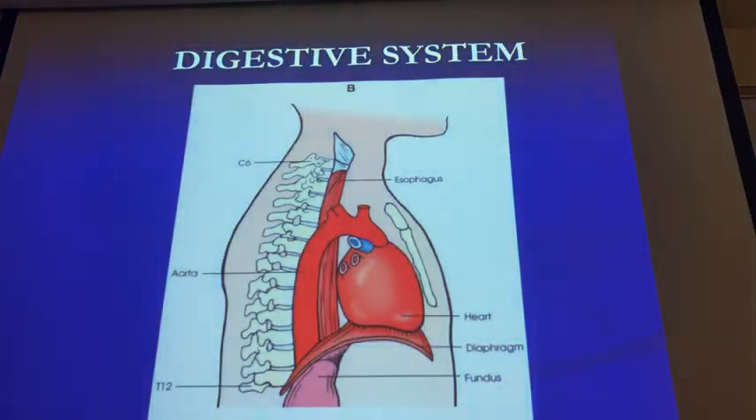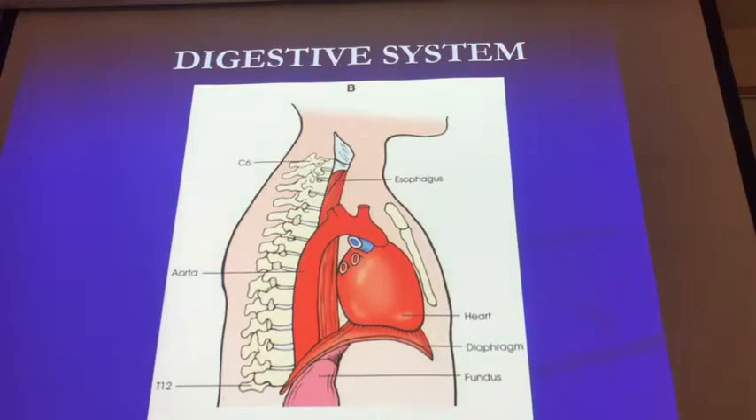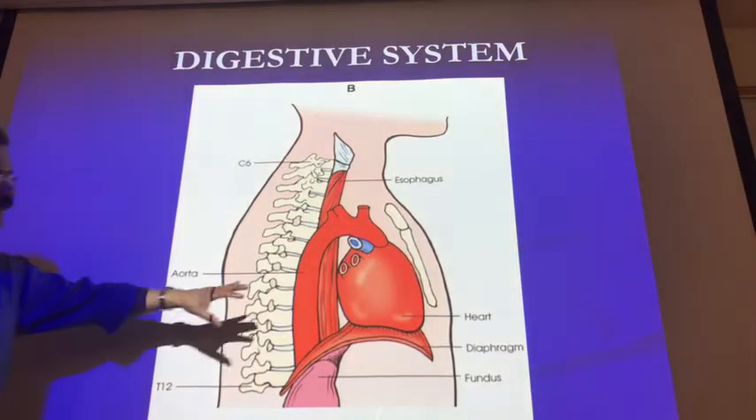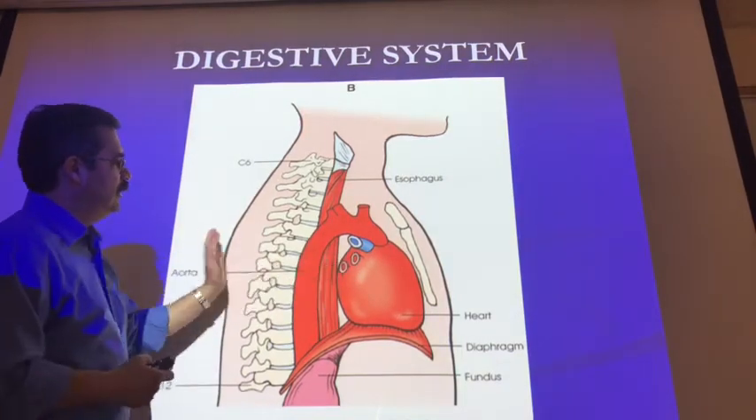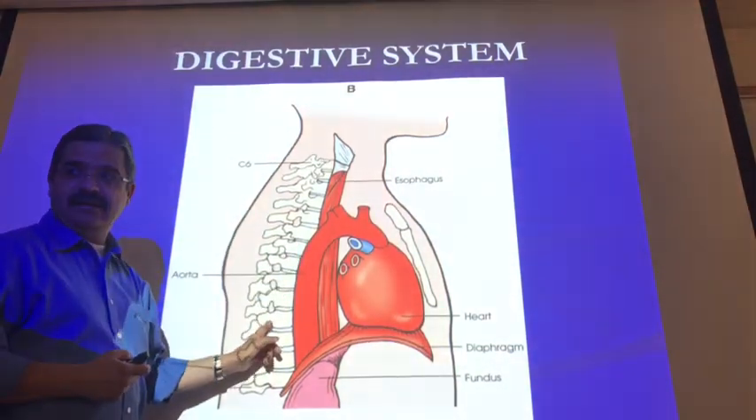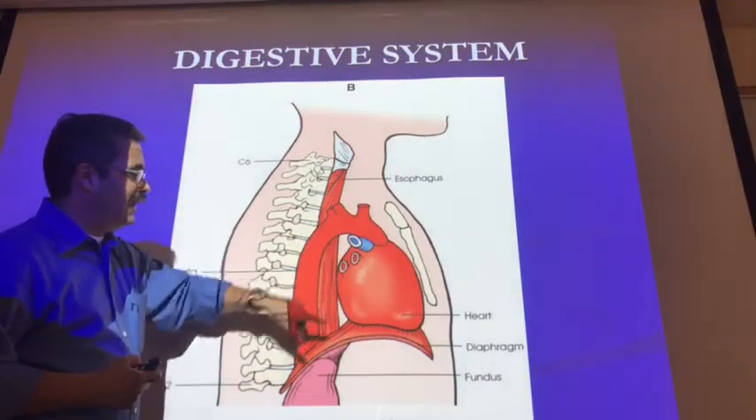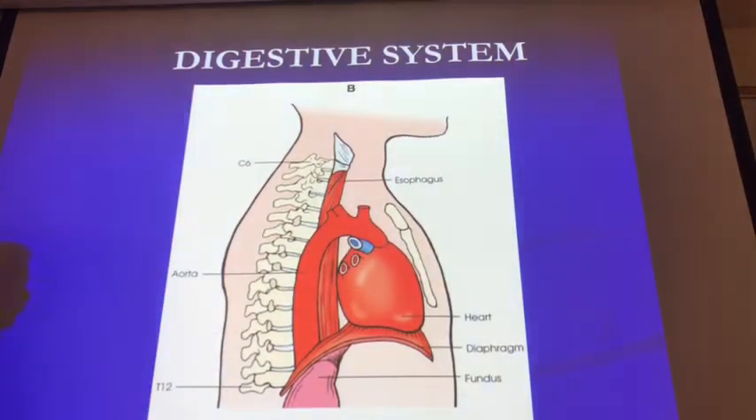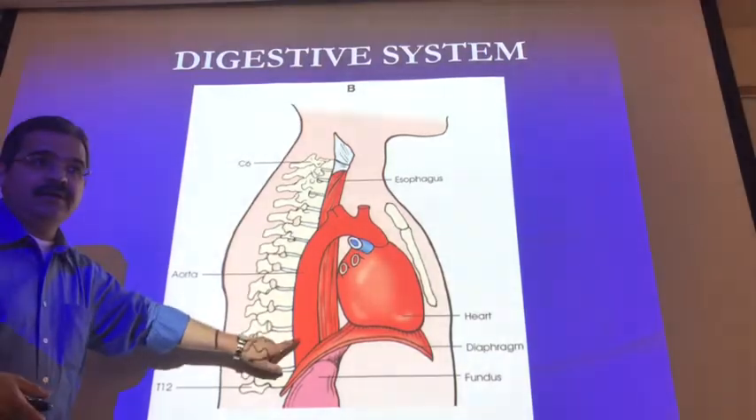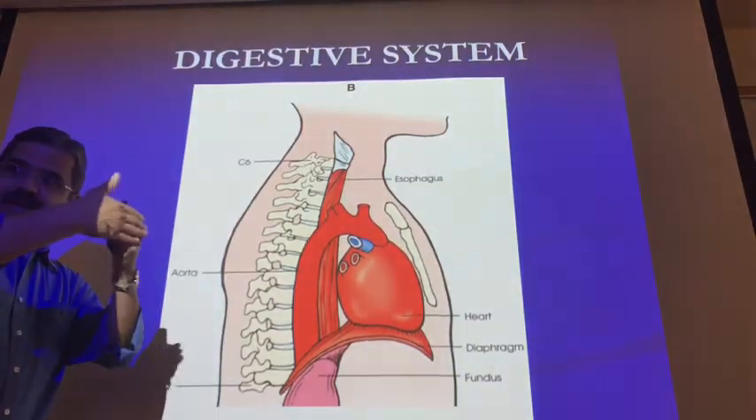What I'm going to tell you, though, is just to help you with your three-dimensional sense. One thing to remember is that when you're doing a lateral chest, or a lateral esophagus, the esophagus is found anterior to the spine, and in between the spine and the esophagus, you're going to find the aorta. Okay, so there's always a gap.